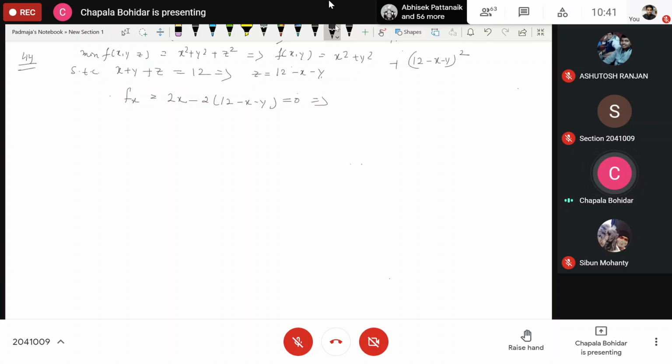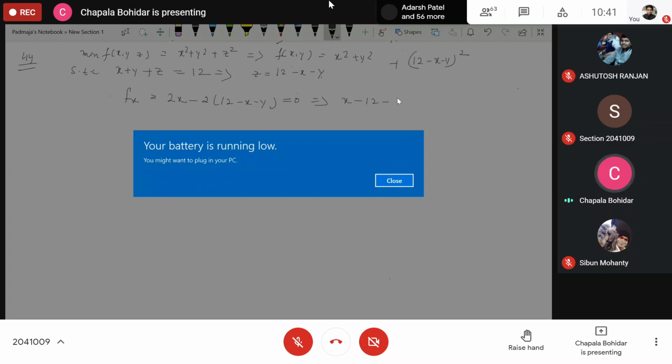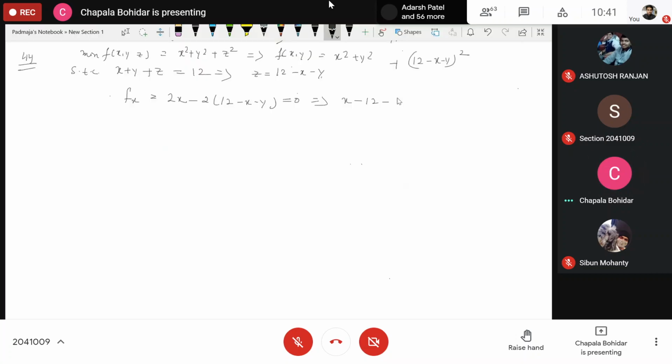This implies x minus 12, then plus x, then plus y equal to 0. Clear? We'll get this value.